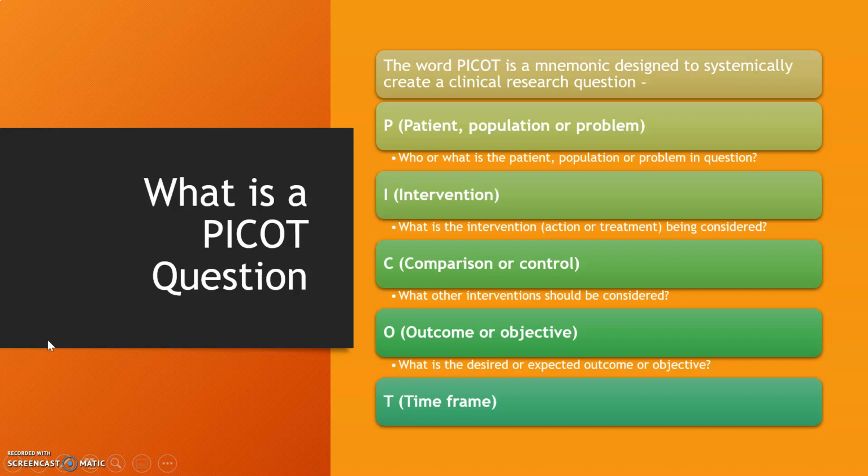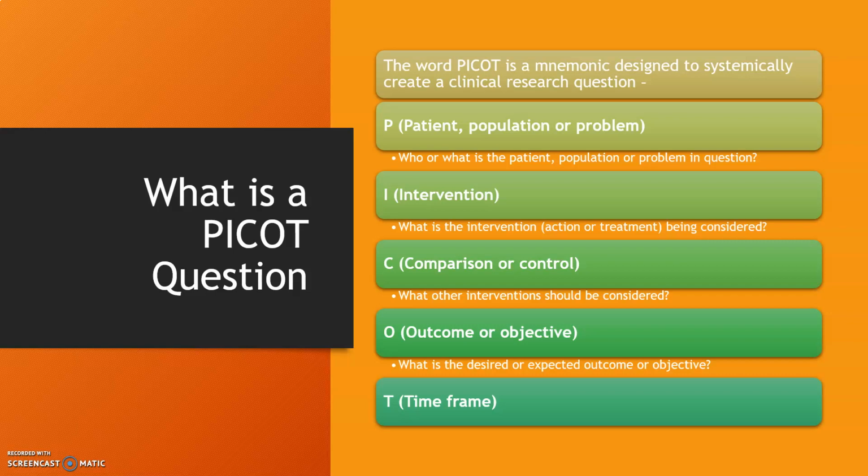So the PICOT question is a mnemonic designed to systematically create a clinical research question. This is either used when they're doing an evidence-based practice project, and is also used in a research project. So the P stands for patient, the population, or the problem. And this is the who or the what: what is the patient, what is the population or the problem in the question. And then the I is the intervention. What is the intervention? What action or treatment should be considered?